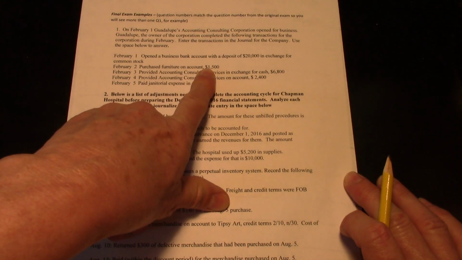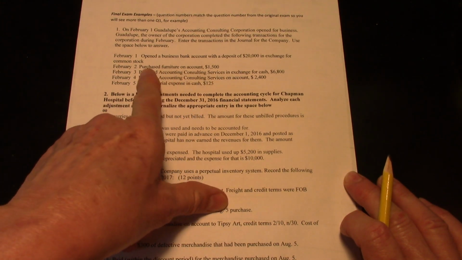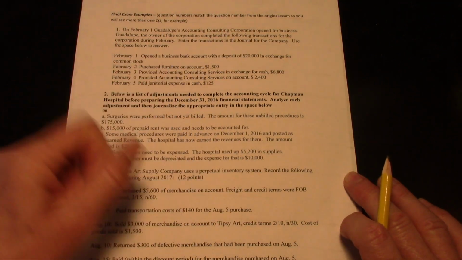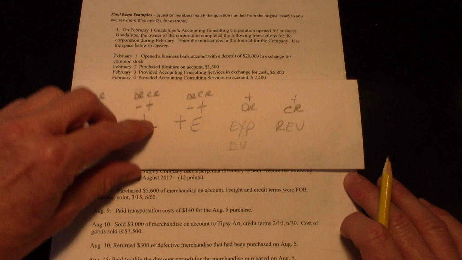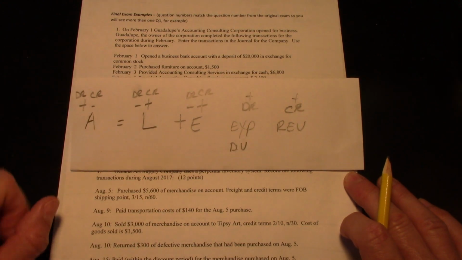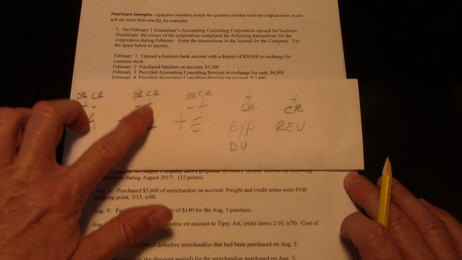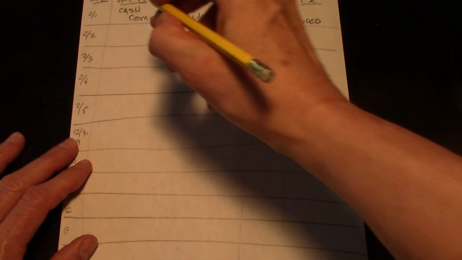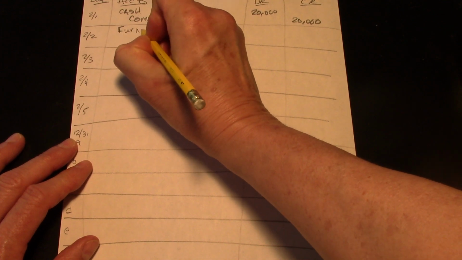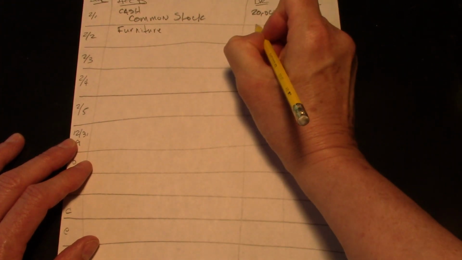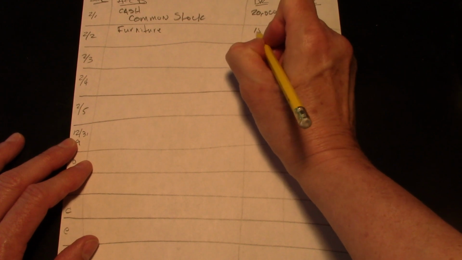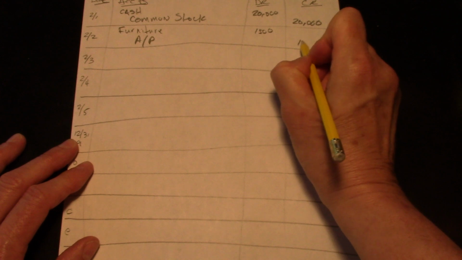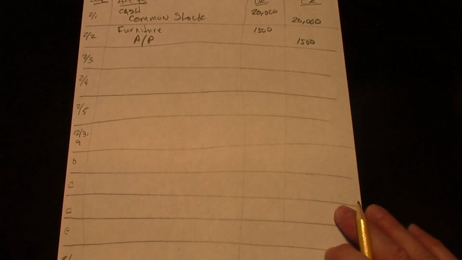Purchased furniture on account, $1,500. When you purchase something, in the future you're going to have to pay for it, so that's an account payable. So, a liability which increased, and of course furniture is an asset which increased. So the asset furniture increases by $1,500, and the liability account payable increases by $1,500.